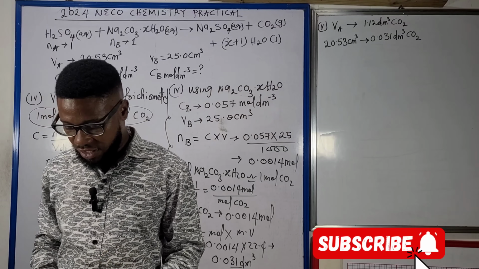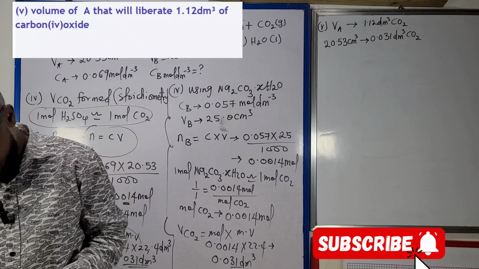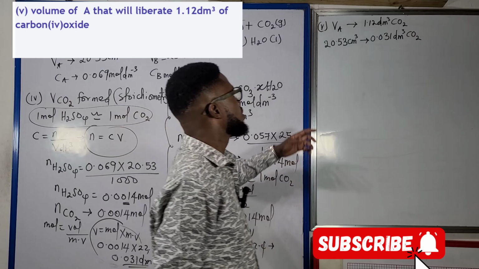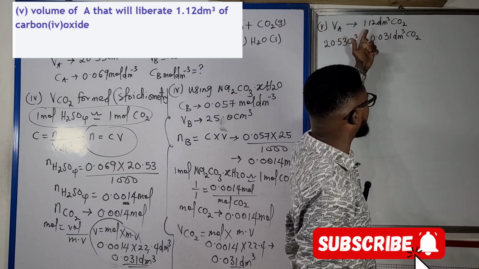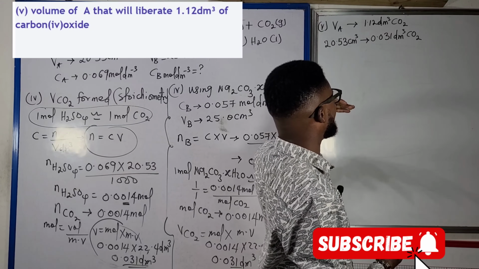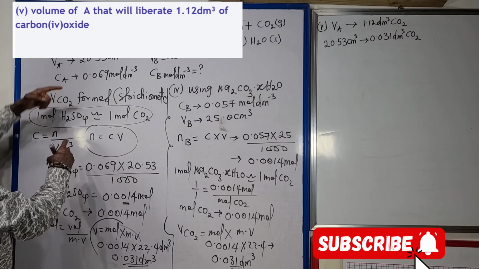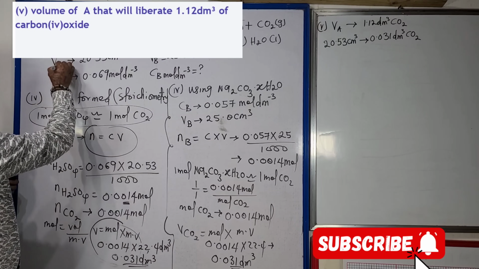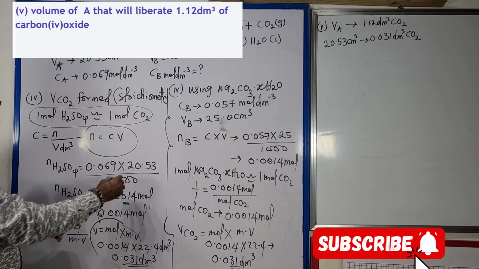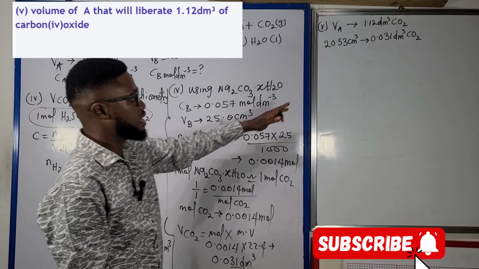So to question 5, as you can see on your screen, it says, what is the volume of A? That's the volume of the acid that will liberate 1.12 dm cube of carbon dioxide. What that means is, what is the volume of A that will produce 1.12 dm cube of carbon dioxide? So this is just like a door we need to open, and we already have a key, because if you look at it, 20.53 cm cube of the acid A had actually liberated 0.031 dm cube.